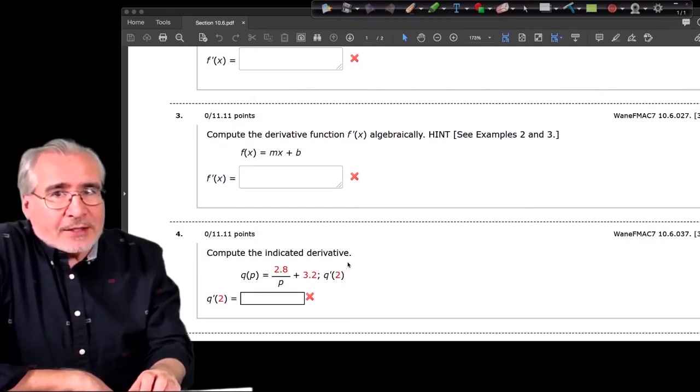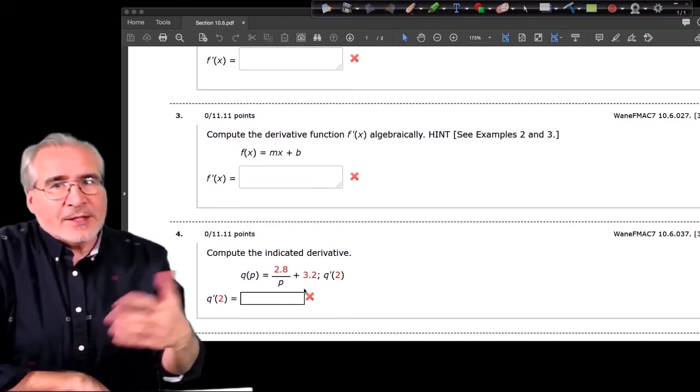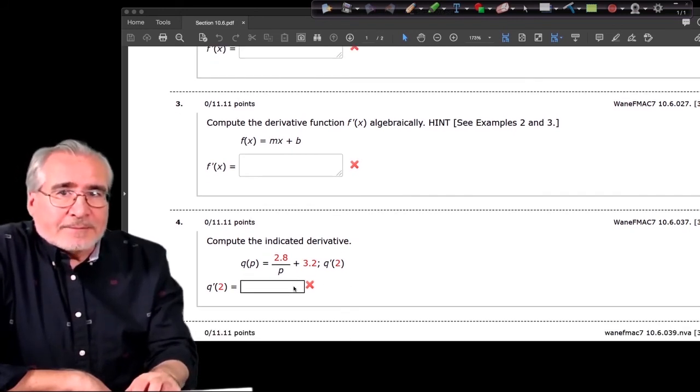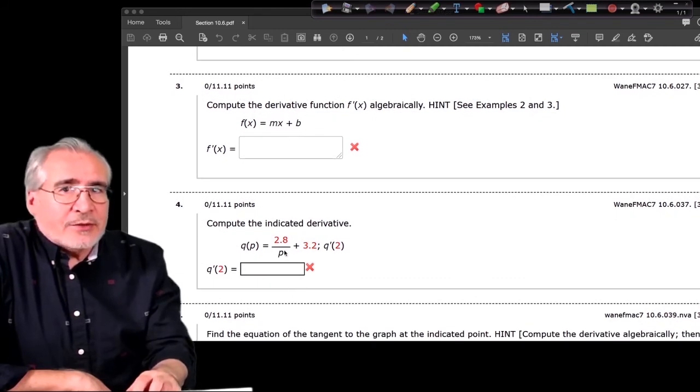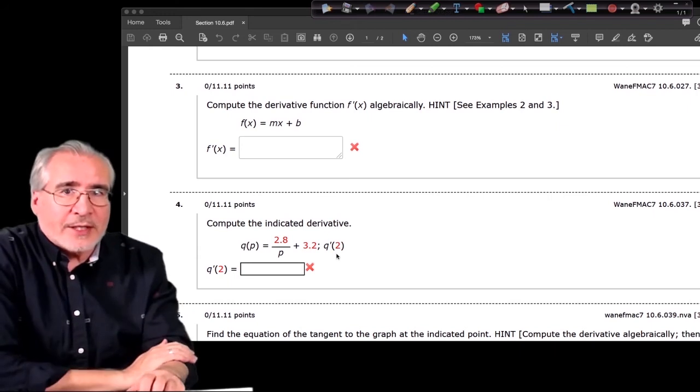Compute the indicated derivative. Now this is a derivative at a point. Partly what they want you to do is go ahead and find the actual function and then plug in 2 of the derivative function. That's, to me, a little bit extra work. So you can use any of the methods. We've really been working problems like this, either using limits. And I also showed with the calculator that you can put the function into y1, and the calculator will calculate the derivative at a point.